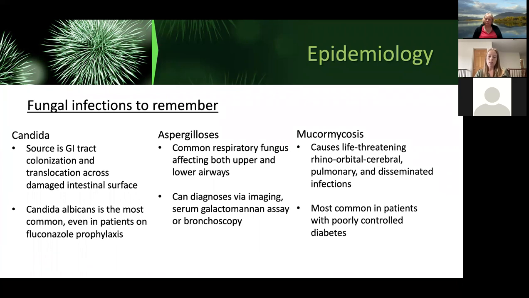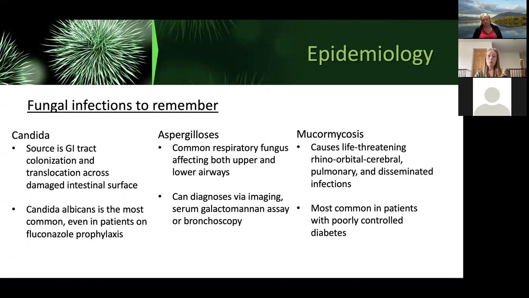Invasive aspergillosis infection is probably the most common pulmonary infection that we see from a fungus perspective. It can affect both upper and lower respiratory airways. And you can diagnose this via some classic imaging findings, a serum galactomannan assay on blood work, or even bronchoscopy if you can access that locally.